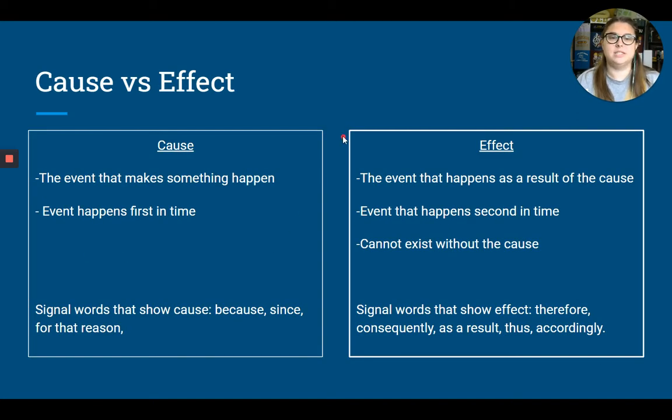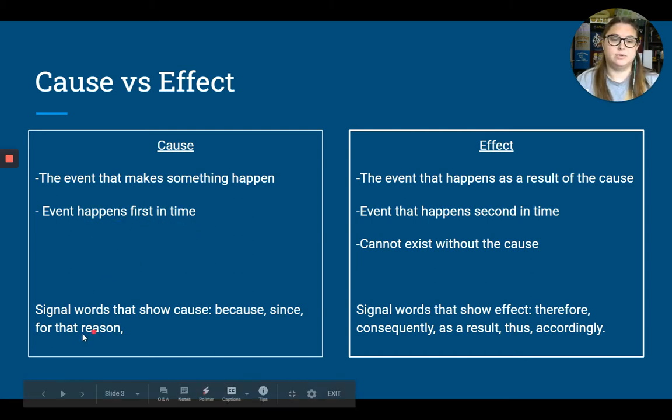All right, so let's talk about cause versus effect. So I'm pretty sure that you've heard these words before and you may use them, but we want to be a little bit more specific about what cause and effect are. So the first thing that we're going to talk about is cause. Cause is the event that makes something happen. So what we're saying there is that it is the thing that starts the ball rolling. It makes something else happen. When we talk about it in terms of time, this is the event that happens first in time.